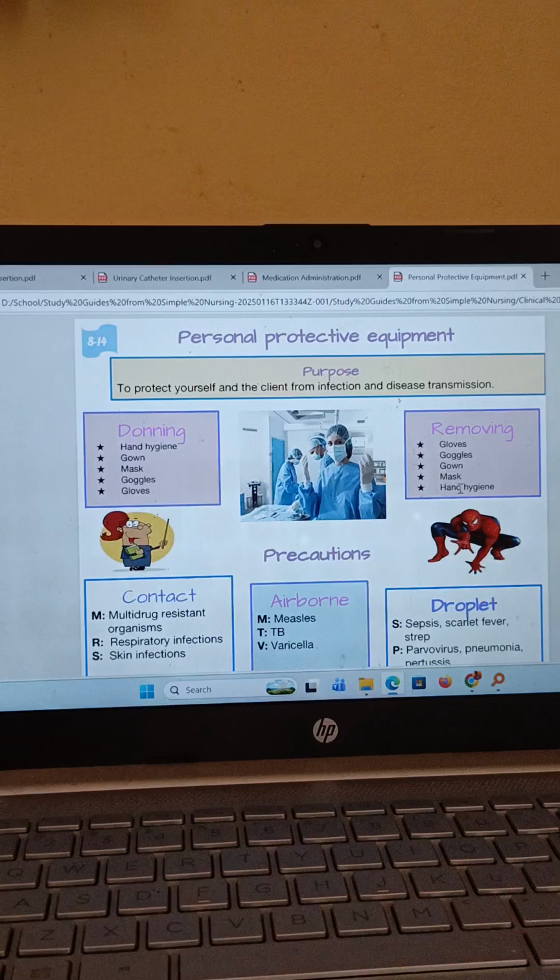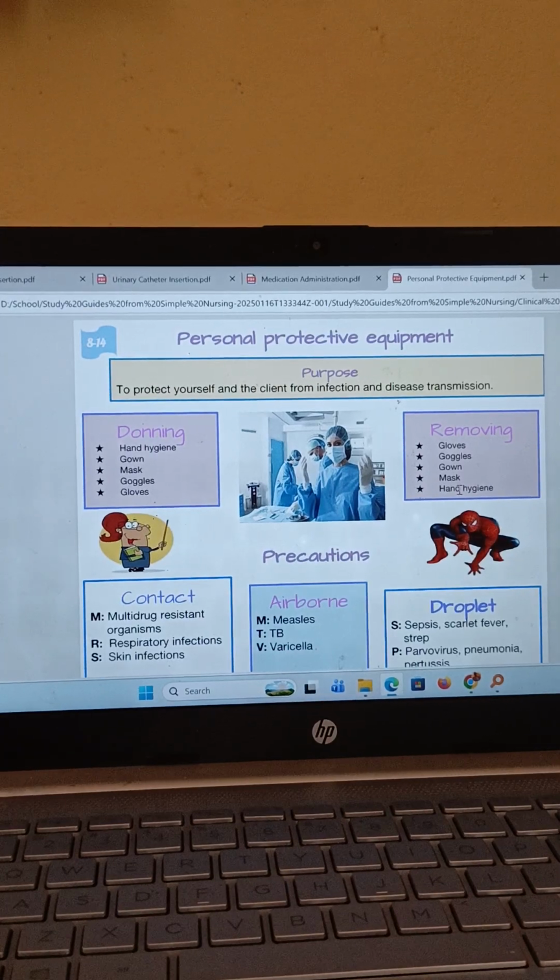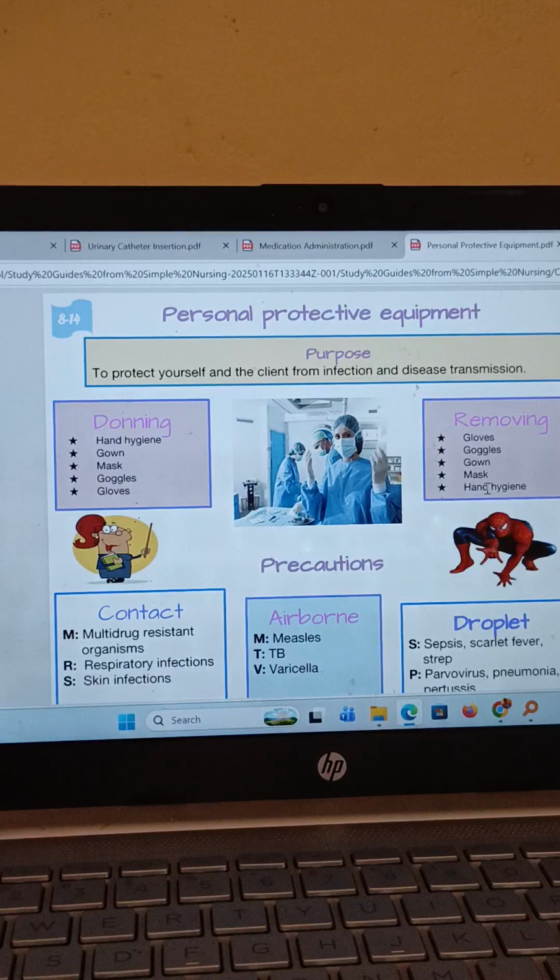Personal protective equipment is always made up of the gloves, the goggles, the mask, the gown, and also hand washing is part of the package. You'll always find there are questions that you'll be asked about the sequence at which we wear or even remove. Wearing, we talk of donning, then removing is just removing. So when we are donning, what's the sequence that we do?